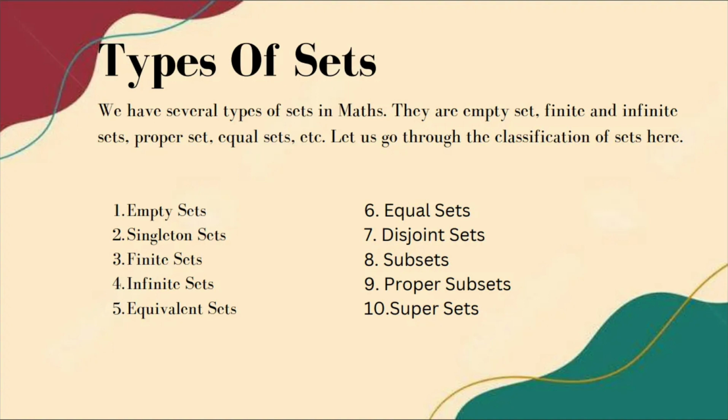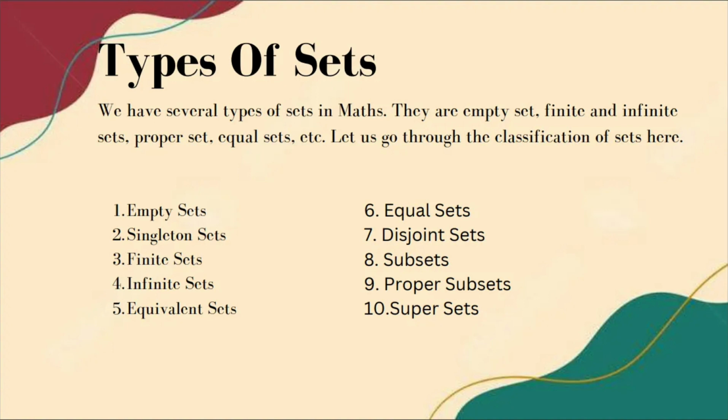Disjoint set. For example, set A and set B. Set A has 1, 2, 3, 4, and set B has 5, 6, 7, 8. There are no common elements in those sets, so they are disjoint sets.